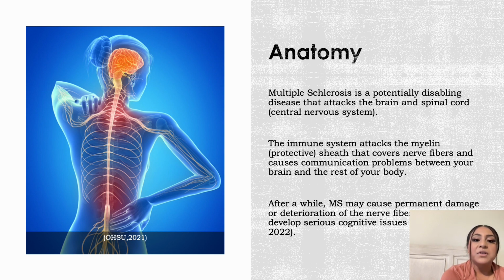Anatomy. Multiple sclerosis is a potentially disabling disease that attacks the brain and spinal cord, which combined is called the central nervous system. The immune system attacks the myelin sheath that covers nerve fibers and causes communication problems between your brain and the rest of the body. After a while, MS may cause permanent damage or deterioration of the nerve fibers and eventually cause people to have serious cognitive issues. And on the side, you'll see a picture of what the central nervous system consists of.